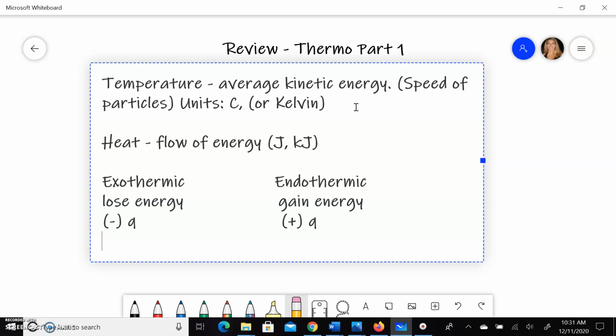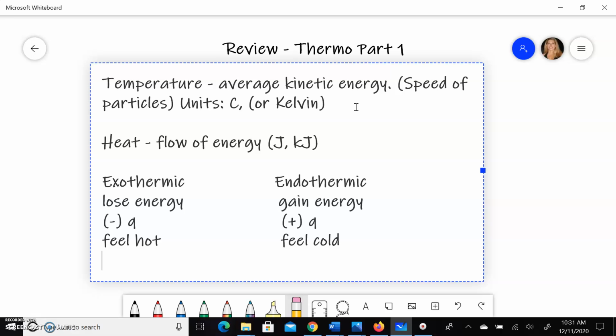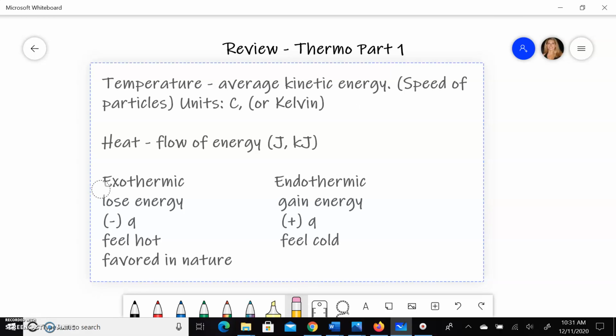You also need to know that exothermic reactions are going to feel hot to the touch. So the test tube would feel hot, or the beaker that you're doing the experiment in would feel hot. Whereas endothermic is going to feel cold. And exothermic reactions are the ones that are favored in nature because they usually have a lower activation energy.